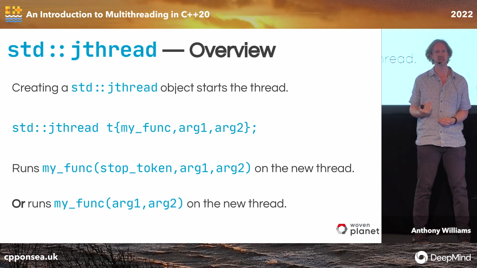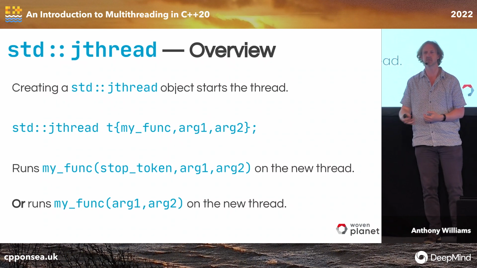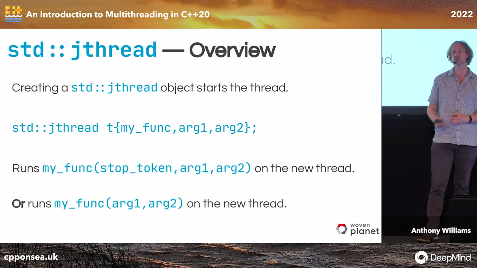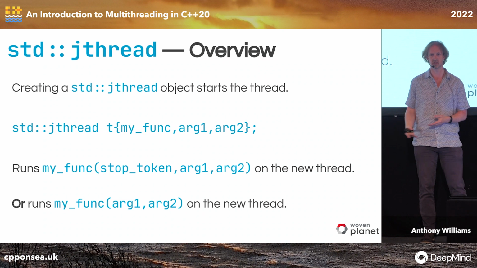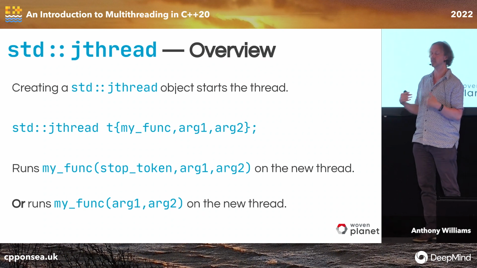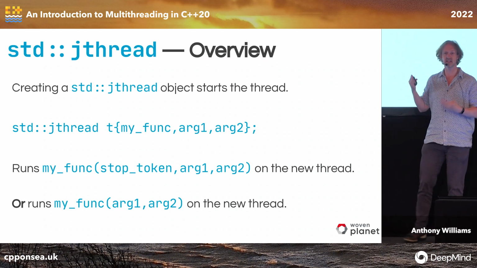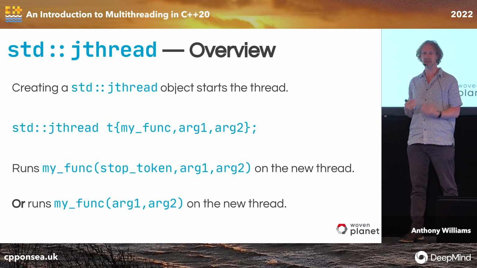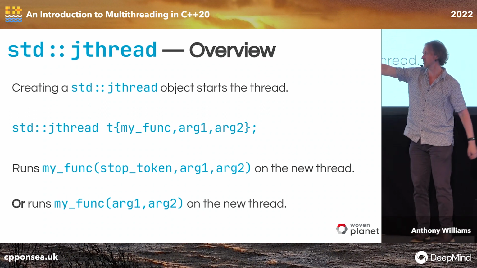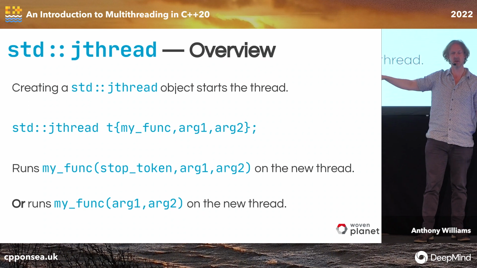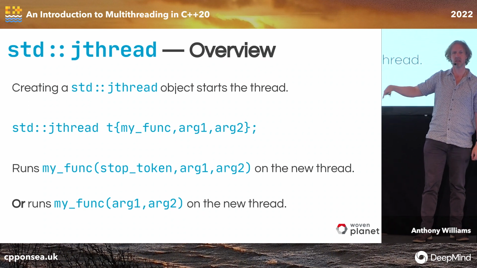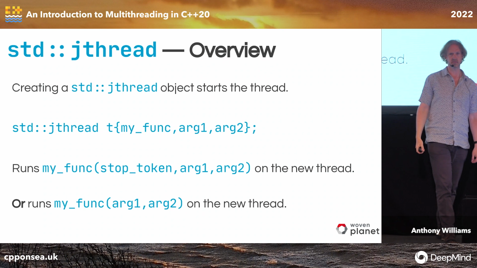It does a compile time check. Does the function you provided accept a stop token as the first argument? If it does, it gives it to you. If it doesn't, then it doesn't. So in this sense, if you've used std::thread before, this really is a drop-in replacement, because it will just pass the supplied arguments in the same way that std::thread does if your function doesn't accept a stop token.